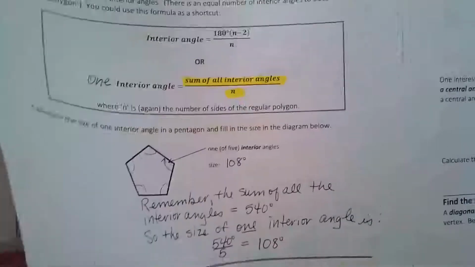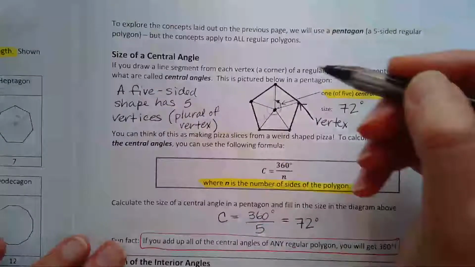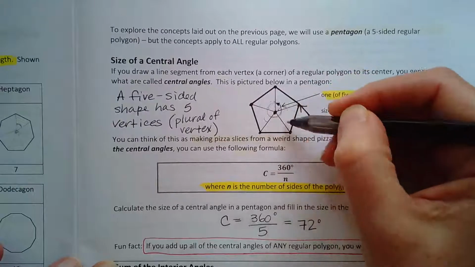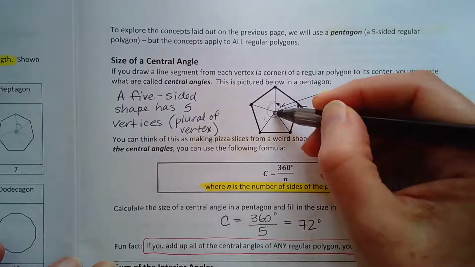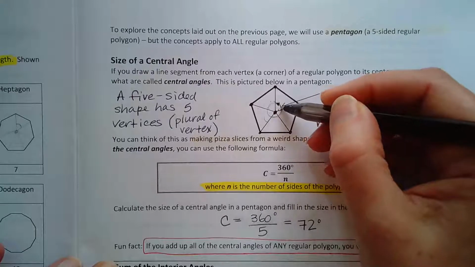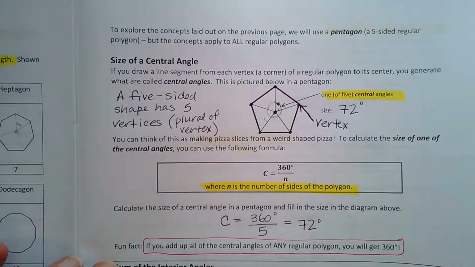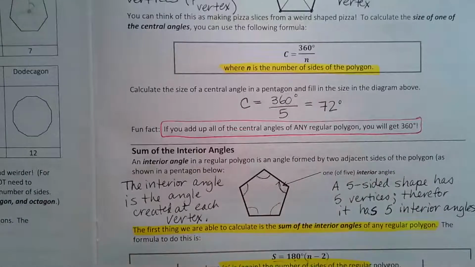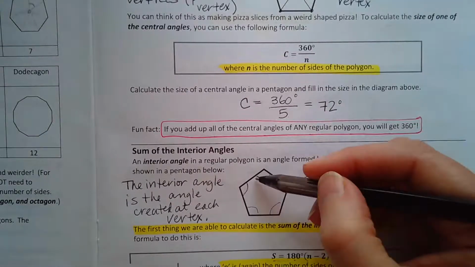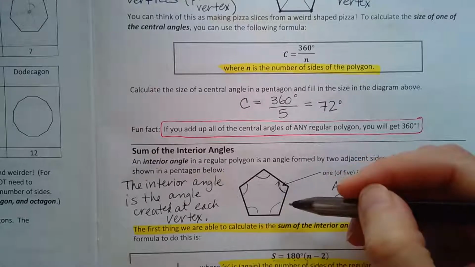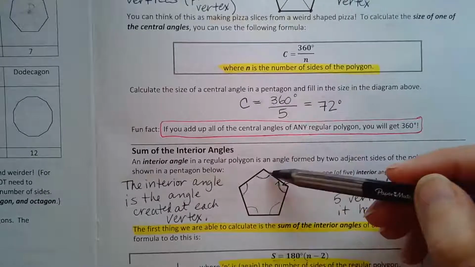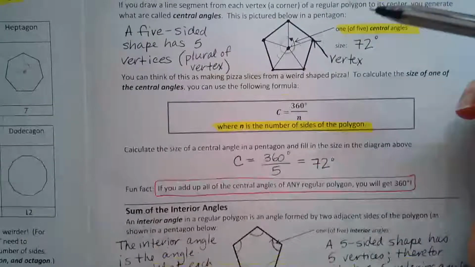If I just flip the page again, remember what a central angle is? If you take a pencil and connect all the corners, all the vertices of a shape, to the center, it creates a little pattern in the middle, and all of these angles that start at the center are central angles. That makes sense. And then an interior angle, without all those little lines drawn to the center, is just the angle created at all the corners. So a five-sided shape has 5 corners, so we have 5 interior angles. It also has 5 central angles.